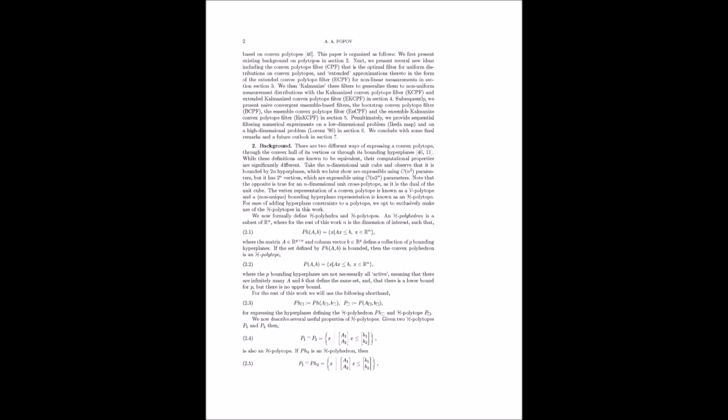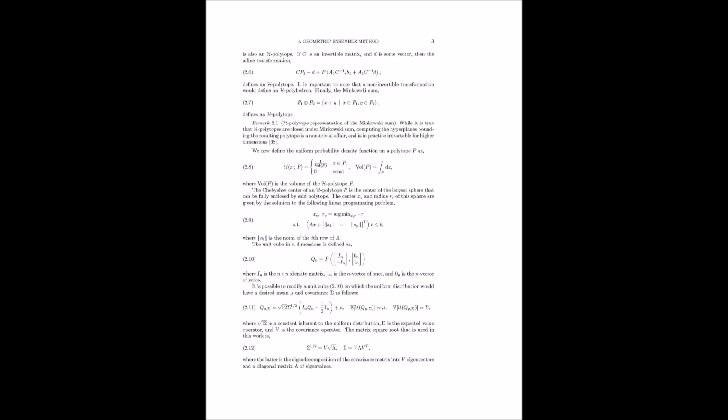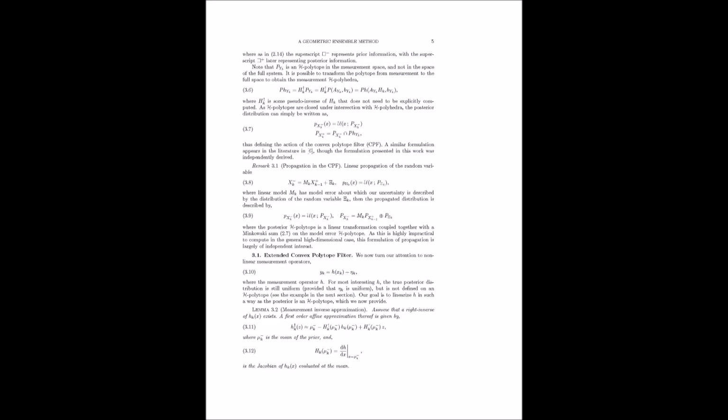So they give some examples of the CPF and the ECPF in Figure 1. In the CPF example, the prior is a square, which is a 2D polytope. And they have this linear measurement of just the first component of the state, with some uniform noise, and the posterior H polytope.